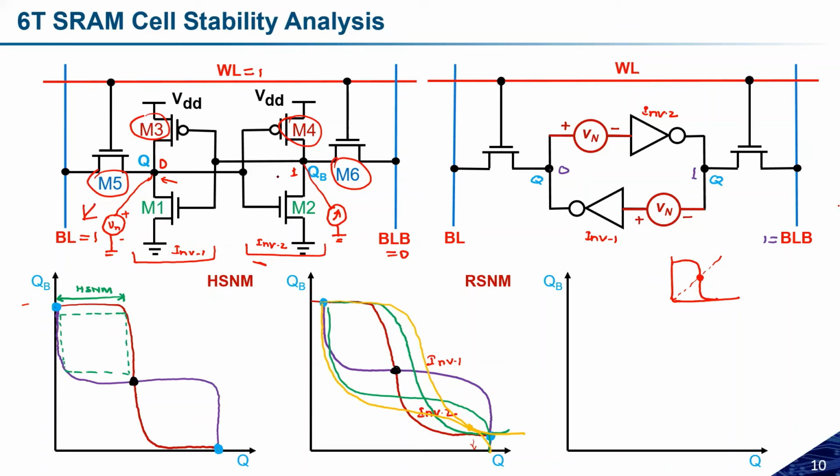But on the other side, I cannot apply the noise source at QB like 0 to 1, because QB is already 1, so I don't need to change it from 0 to 1. Okay, so that is why there are two different phenomena here in the write operation. This phenomenon we call the reading operation, and this phenomenon we call the write transfer characteristics.